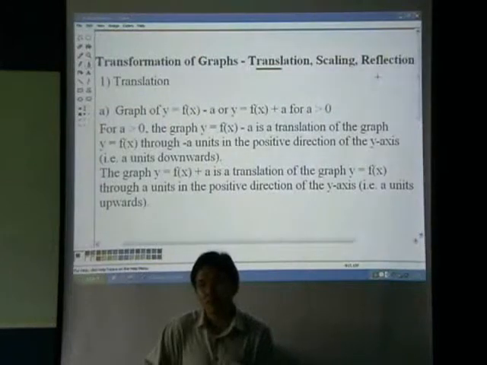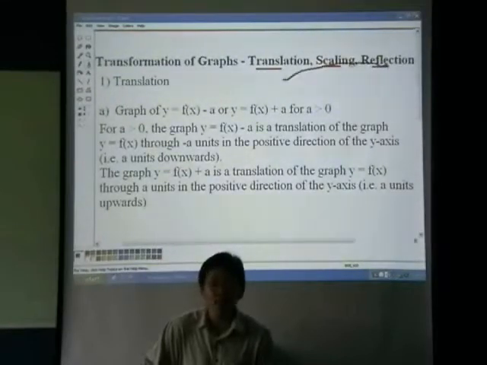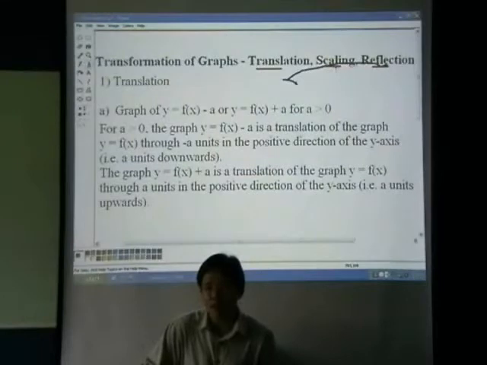Hello everybody, for today we are going to talk about transformation of graph. There are actually three types of transformation. One is translation, the other one is scaling, and the last one is reflection. As for translation, it's about having the graph shifted to the right or shifted to the left. As for scaling, it's making the graph wider or narrower. As for reflection, it's reflecting the graph in the x-axis or the y-axis.